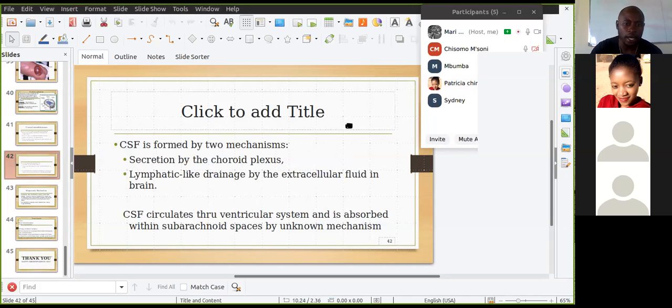It is also important to understand the mechanism of CSF. CSF is formed by two mechanisms. It is secreted by the choroid plexus, and there is also lymphatic-like drainage by the extracellular fluid in the brain. CSF circulates through the ventricular system, and it is absorbed within the subarachnoid spaces by unknown mechanisms.